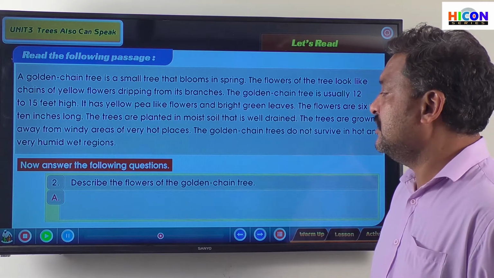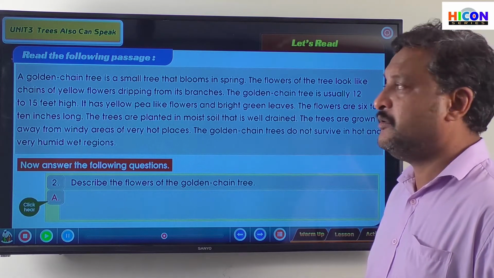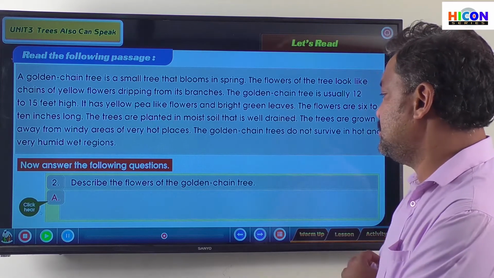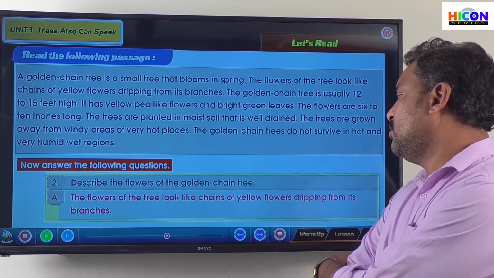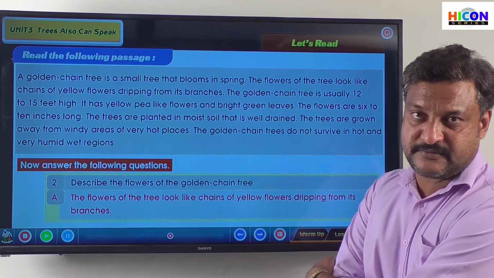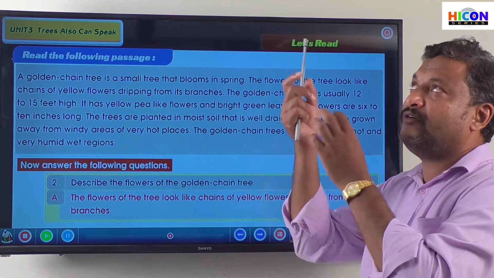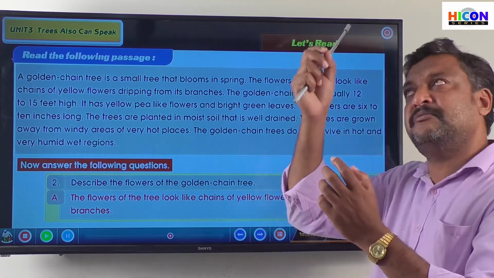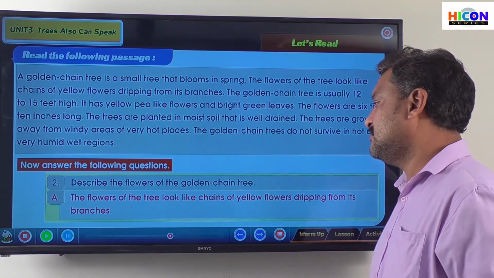The next question. Describe the flowers of the golden chain tree. So how can you describe the flowers of the golden chain tree? Yes, we will check the answer. The flowers of the tree look like a chain of yellow flowers dripping from its branches. Dripping means what? Falling drop by drop from the branches of these trees.